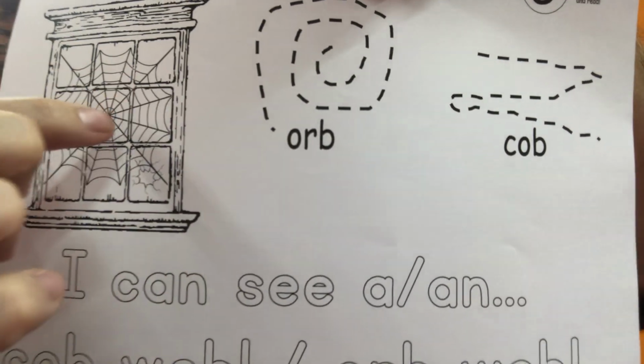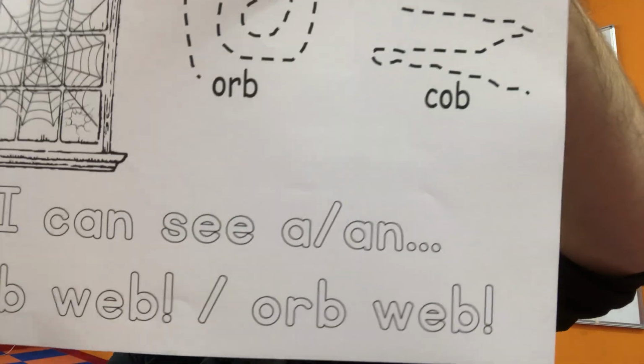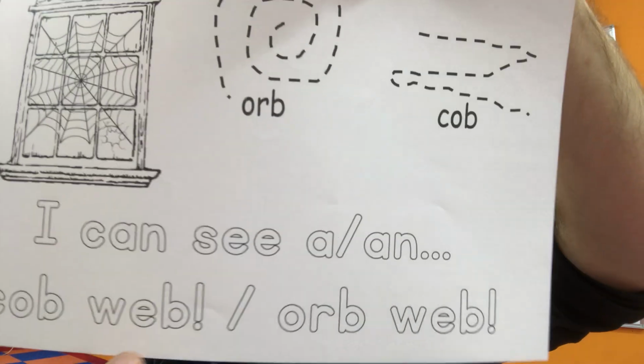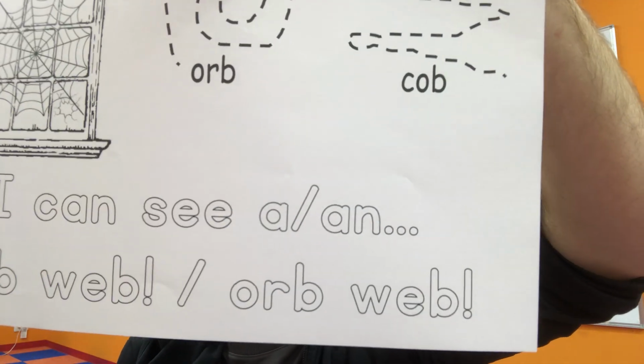Number five. So what is this? I can see A or AN. Cobweb or orb web. Now, anything that's singular and starts with a vowel, any object that there's only one of, and the first letter of that word starts with a vowel, the word before it is either A or AN. Which one? AN, that's right. So any single object that starts with a vowel, the word before it is always AN.